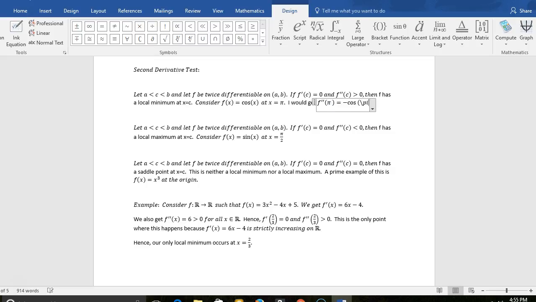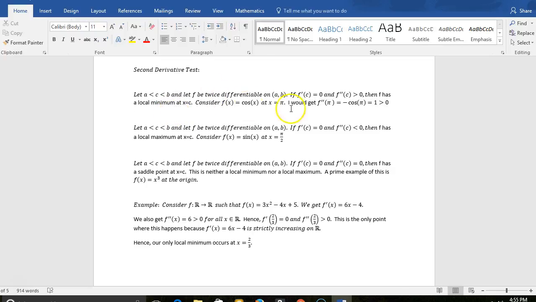So that would be the negative cosine of pi, because remember, the second derivative of the cosine is just the negative cosine. And then that would technically be negative 1, but that's positive 1. That's greater than 0. Okay. But now there is something else we've got to check.